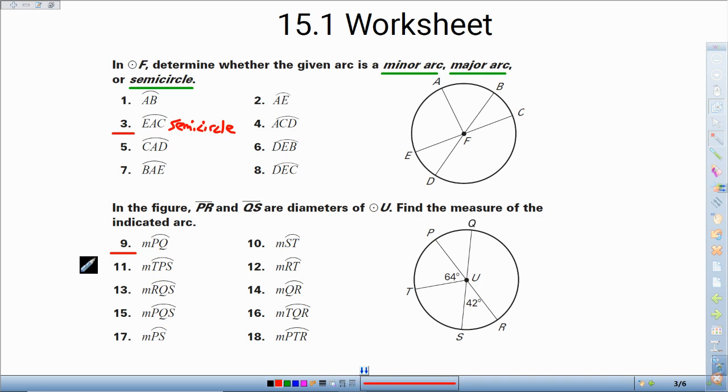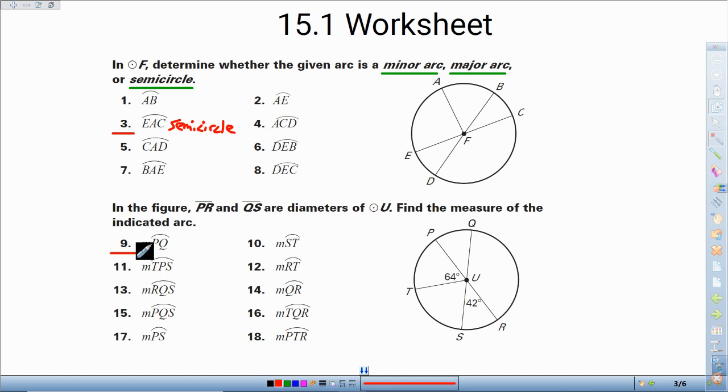All right. Moving down to the next section. This is asking us to find the measure of a bunch of arcs. The first thing they're telling us is that PR and QS, those segments are diameters. And we can see that just by looking at these, those are straight segments going through the center of the circle. So that's good to know, but we can see it on the circle. Okay, take a look at number 9.